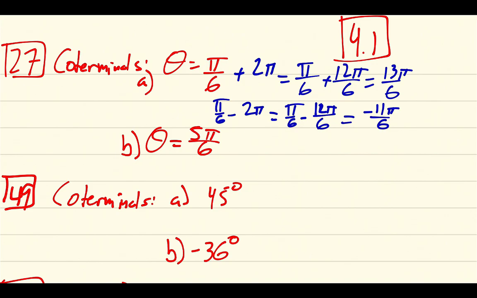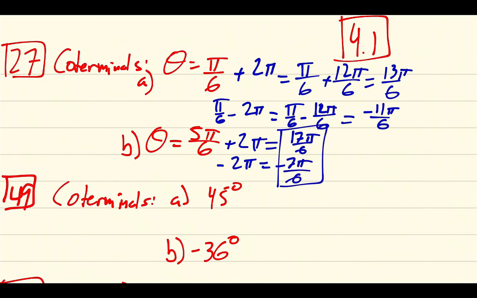You can check out the next one as well, 5 pi over 6. If we add 2 pi, similarly, we'd end up with 17 pi over 6. And if we were to subtract 2 pi, we'd end up with negative 7 pi over 6. So for coterminal angles, we add and subtract 2 pi to our radian measures.